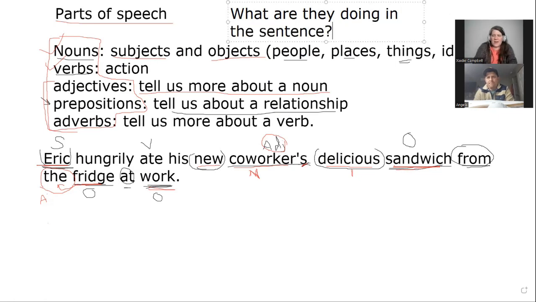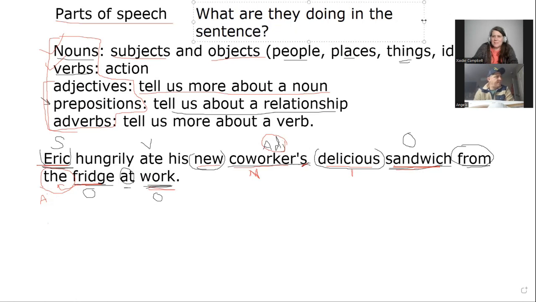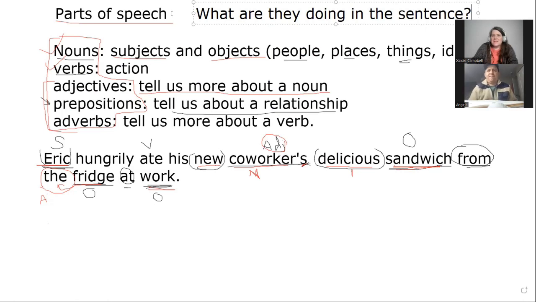Okay, so we have to think about what they are doing in the sentence. I can classify something as a verb, that's the parts of speech. Or I can classify it by what it is doing in the sentence. That's the action.